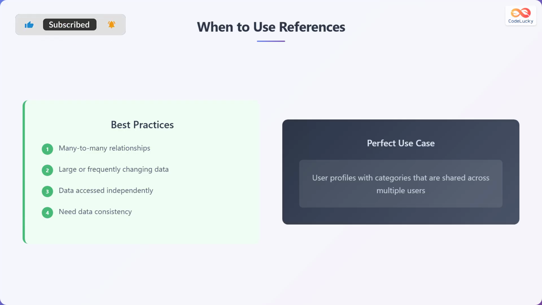Number 3, the data is accessed independently. If the related data is often accessed on its own, references allow you to retrieve it without loading the main document. Number 4, there is a need for data consistency. References help maintain data consistency by storing data in a single location. For example, user profiles with categories that are shared across multiple users is a perfect use case for references, as categories can be managed and updated independently of user profiles.